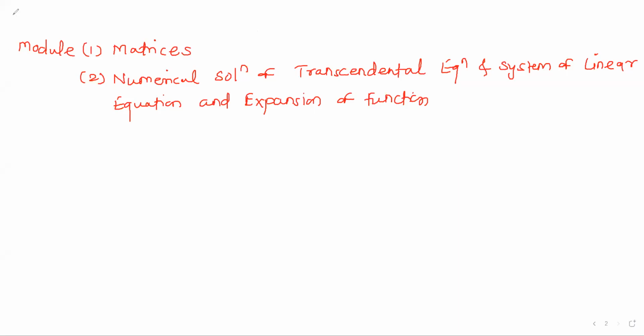So, Engineering Mathematics 1 syllabus contents. These are the modules. Module number 1 is matrices. Second module is numerical solution of transcendental equation and system of linear equations and expansion of functions. Third module will be complex numbers.